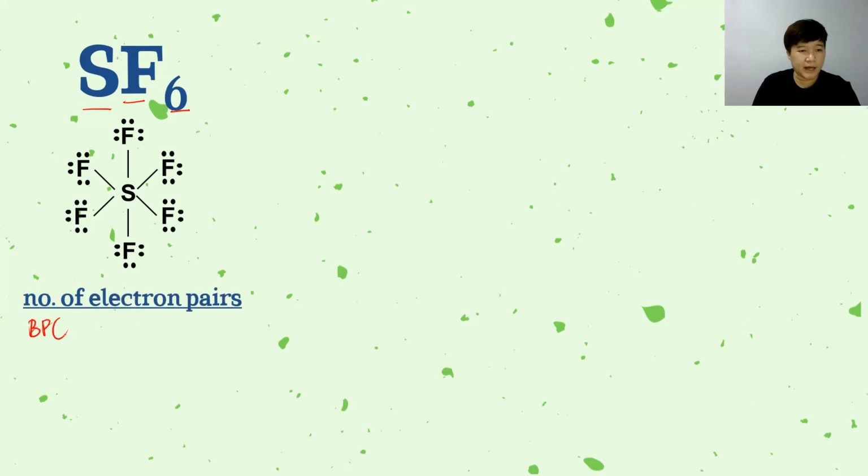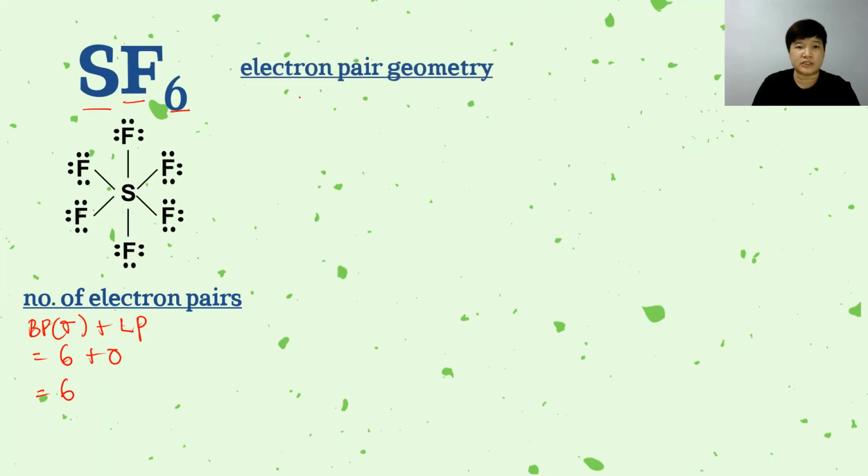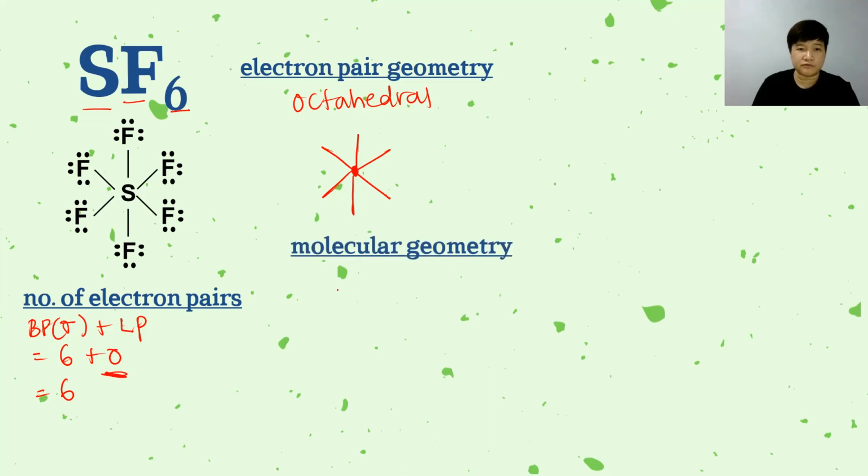The first example that we have on the screen is SF6, and the Lewis structure is as given. So the first step is to calculate the number of electron pairs, your bonding pairs, sigma, plus lone pairs. Your bonding pairs are 6 plus 0 lone pairs, so 6 electron pairs. Therefore, the electron pair geometry will be octahedral. And since it's an octahedral, the shape should look something like this. And since there is no lone pair, your molecular geometry will also remain as octahedral.